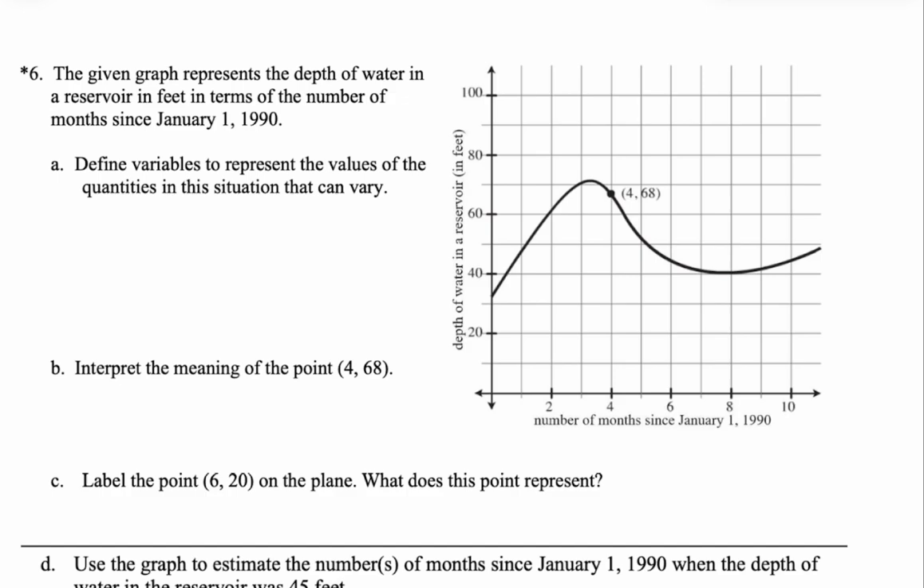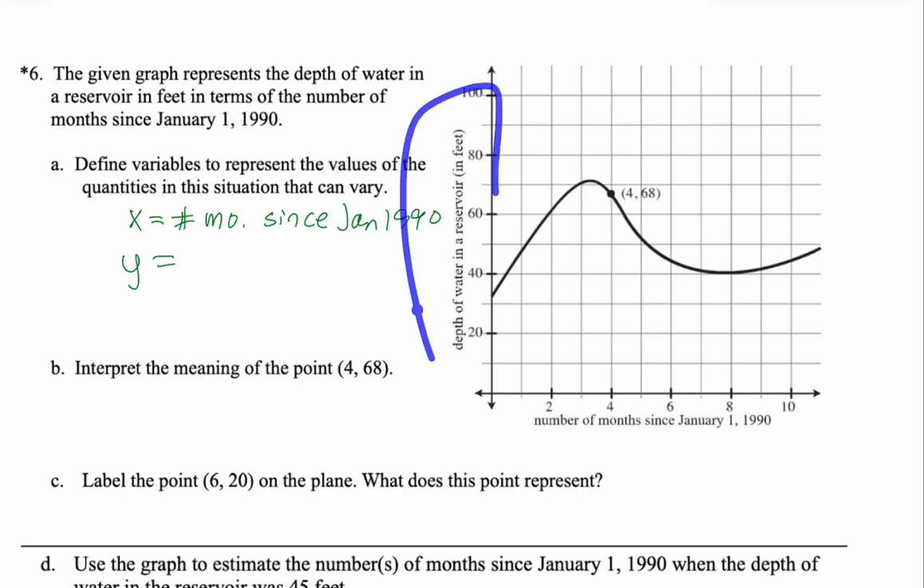Okay, so let's take a look. Always look at how they labeled your X and Y axis. That's telling you what your variables are. So we're going to let the X be the number of months since January of 1990. We're going to let Y, if we look at our Y-axis, be the depth of the water of the reservoir in feet. So Y is the depth of the water in feet.